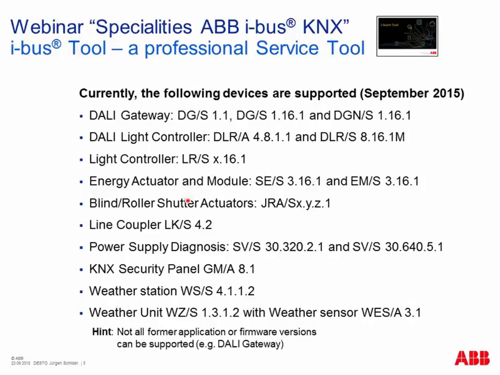Shutter actuators together with the IBAS tool allow you to operate the hanging shutters very easily and comfortably, to see the actual status, and to simulate functions as well. Line coupler support is mainly to see some status information. For example, the filter table can also be visualized here together with this IBAS tool.